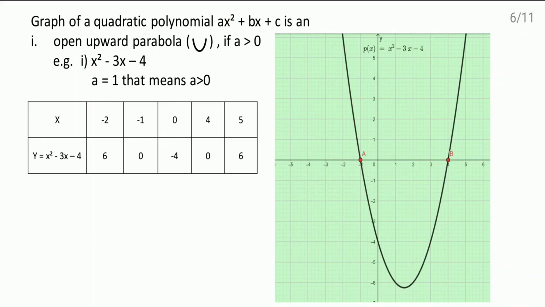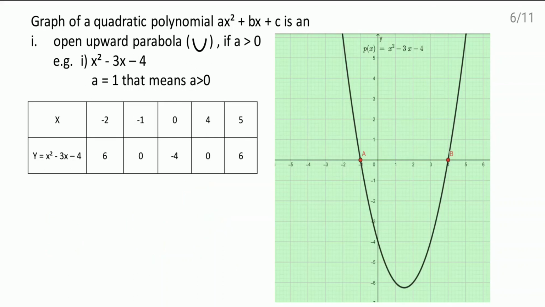Right? Now, the graph of a quadratic polynomial ax square plus bx plus c is an open upward parabola. This shape is called a parabola. Maybe this way, maybe this way, maybe this way. This shape is called the parabola. Right? Now, the condition is what?